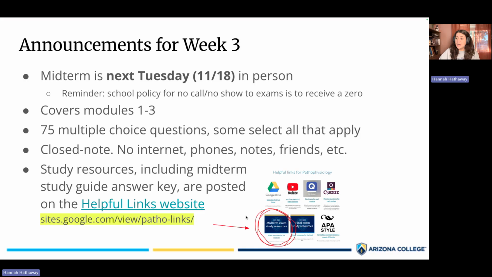To study, please use the resources I have curated for you in the Helpful Links for Patho website. The most important thing as you're studying, study frequently and often, of course, but also study different things. So don't do just one thing, especially don't just do Quizlet. Quizlet is just vocab. The midterm is a lot of application of concepts. So if you were just memorizing vocab, you were going to set yourself up to not do well on the midterm. So you need to also be practicing essentially using signs and symptoms to diagnose diseases. So that is more than just vocabulary.